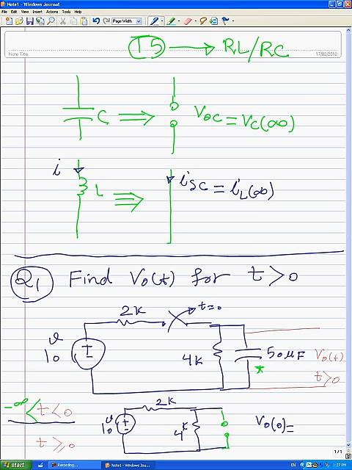And immediately you can say 2k and 4k are in series, and this current is equal to 10 over 6. And immediately you can find the output voltage here. Output voltage here is equal to 10 over 6 times 4, and the voltage is equal to 4 volts. It's easy and very important to solve a lot of questions like this. Again, to summarize, we solved the circuit between minus infinity and zero. And at zero, the capacitor changed to an open circuit. And finally, the open circuit voltage or output voltage at zero is equal to 4 volts.